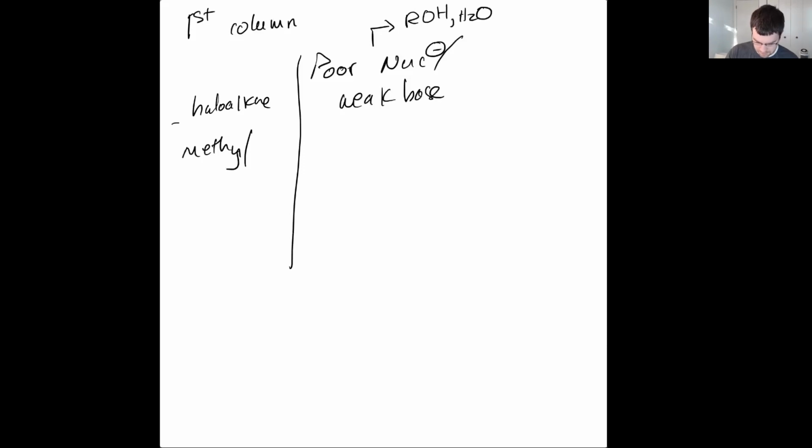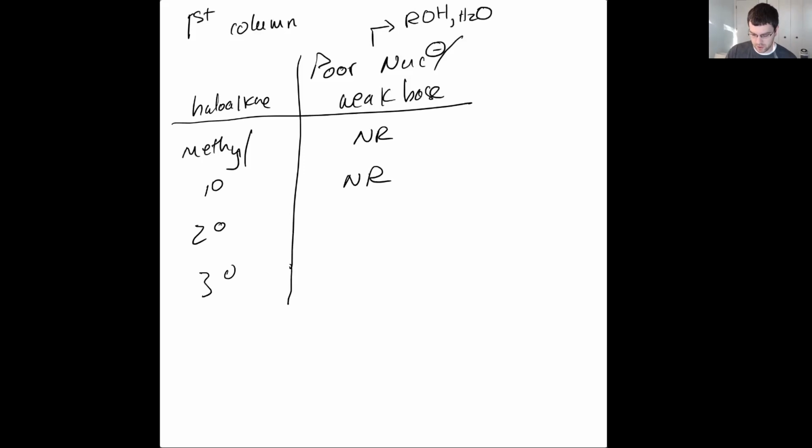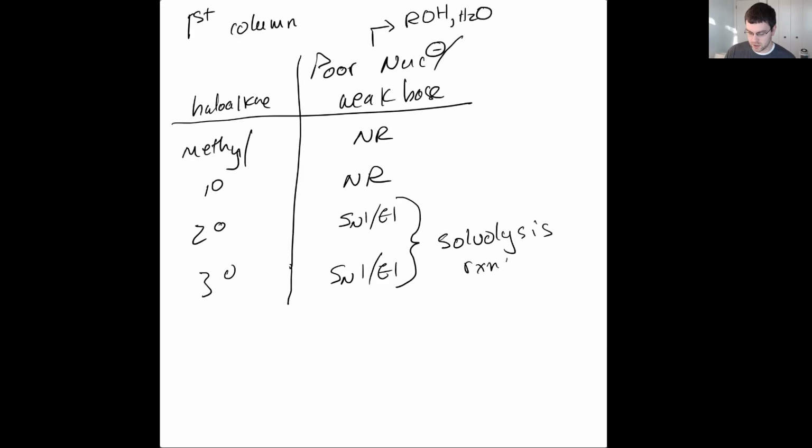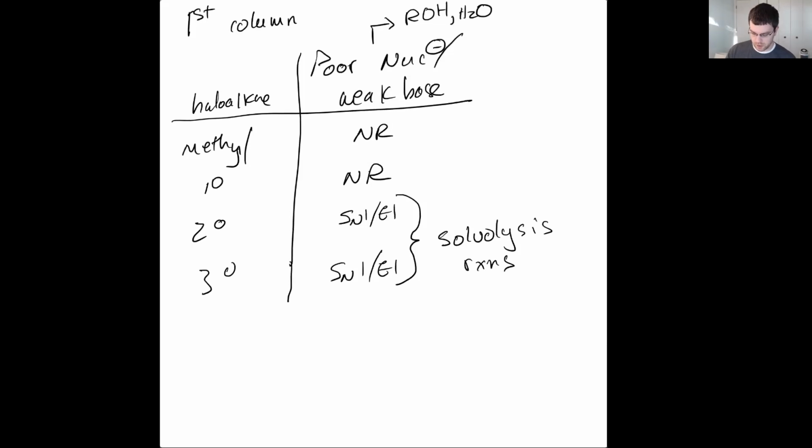We have methyl, primary, secondary, tertiary. Now, if I just look at the table, it has the letters NR for the first examples, and then SN1 E1 for secondary and tertiary. What I want to point out about this column is it's a bit awkward. In the secondary and tertiary case, we have SN1 E1 reactions. These are our solvolysis reactions. So in a solvolysis reaction, we would have something like this.